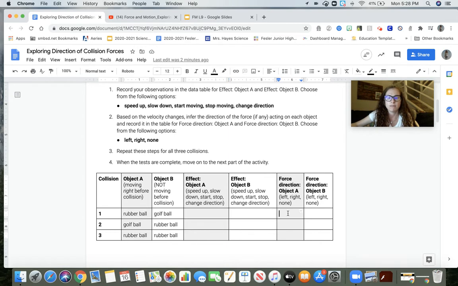And then we're going to infer from that. Infer meaning we're going to come to a conclusion of what must have happened. And so we're going to look at what direction a force was acting. So was it acting from the left, or from the right, or is there no force involved?